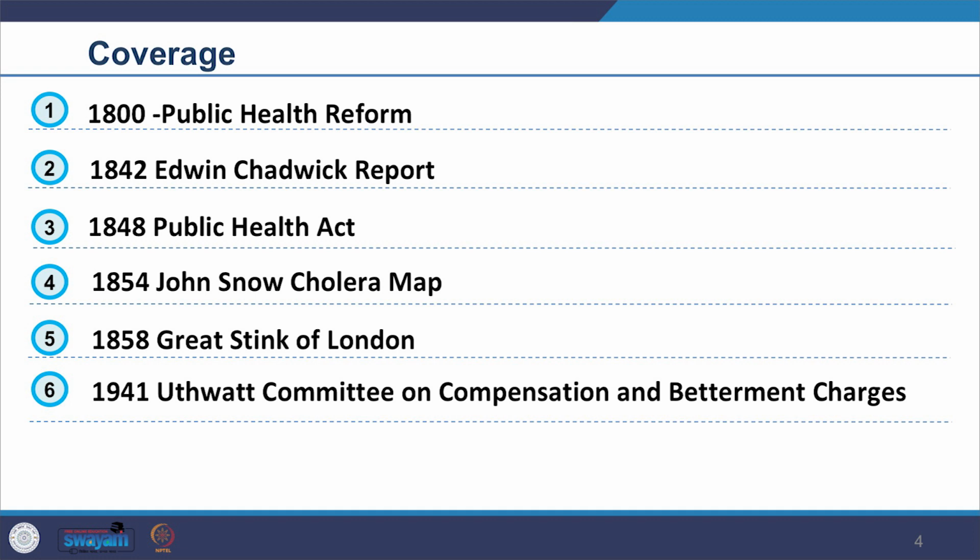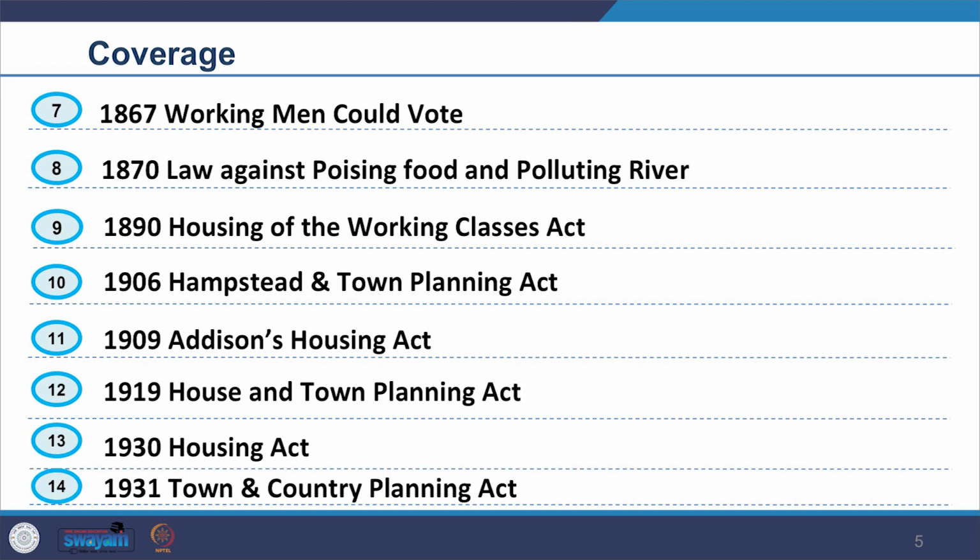Thereafter, we will look at the reform of how working men could vote in 1867. Thereafter, we will look at the law against poisoning food and polluting rivers. Thereafter, we will look at the Housing of the Working Class Act which came in 1819. Thereafter, we will look at the Hampstead and Town Planning Act, and then likewise we will look at the Addison Housing Act, the Housing and Town Planning Act of 1919, and the 1930 Housing Act.